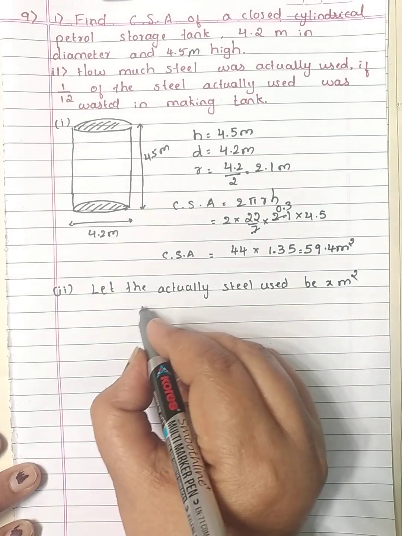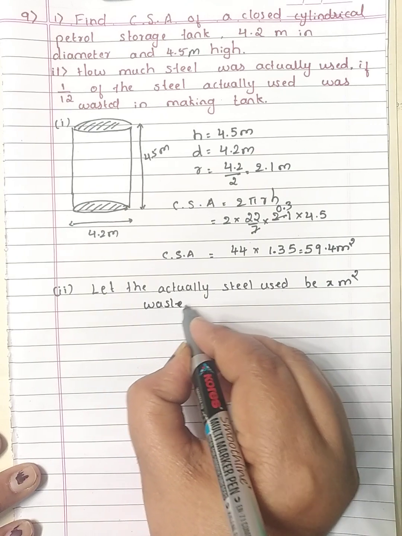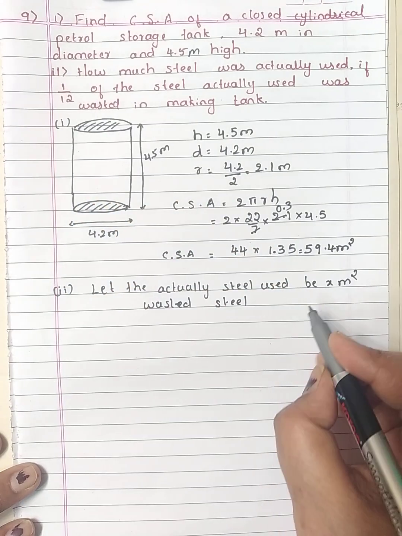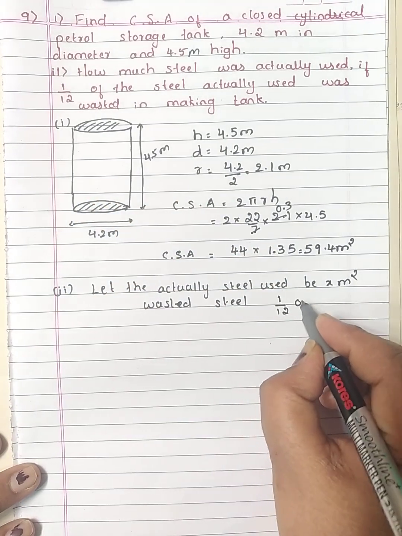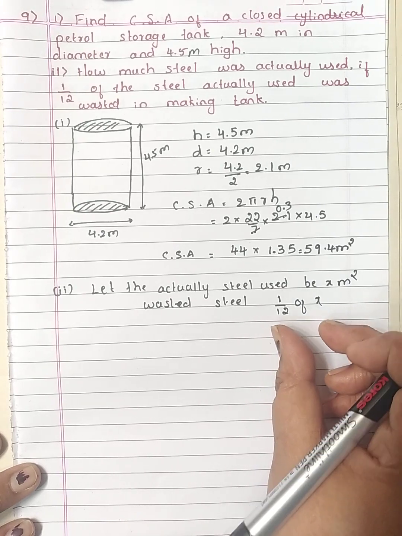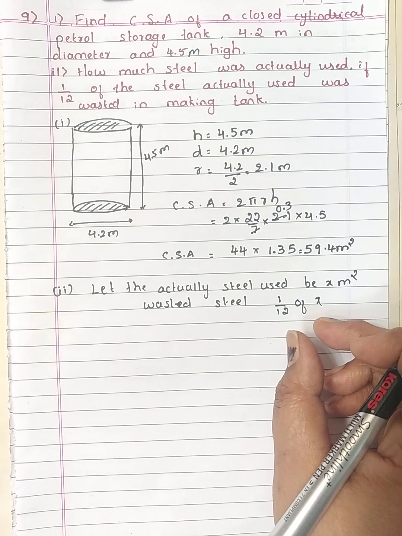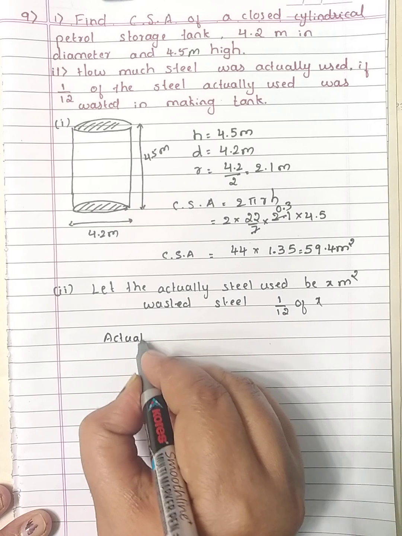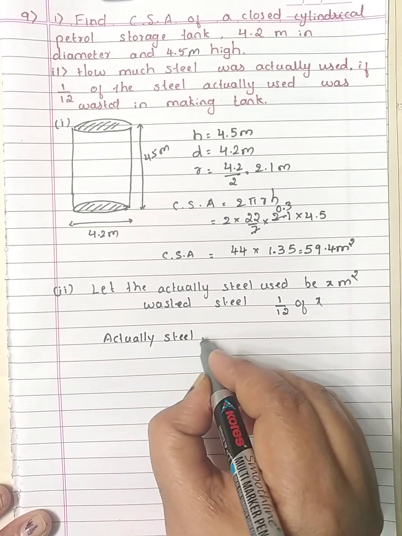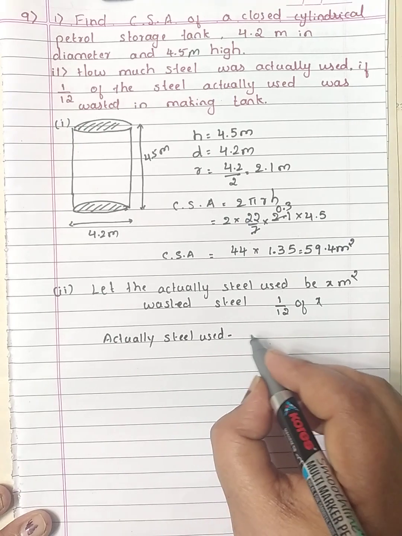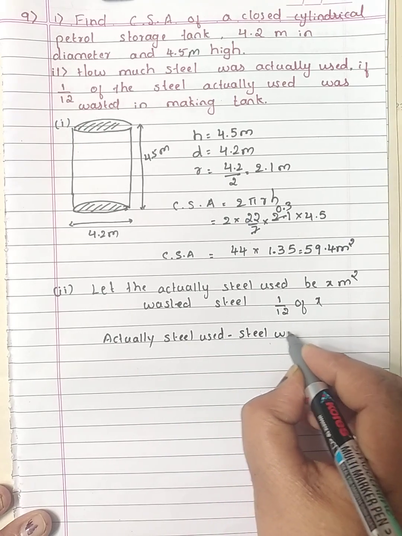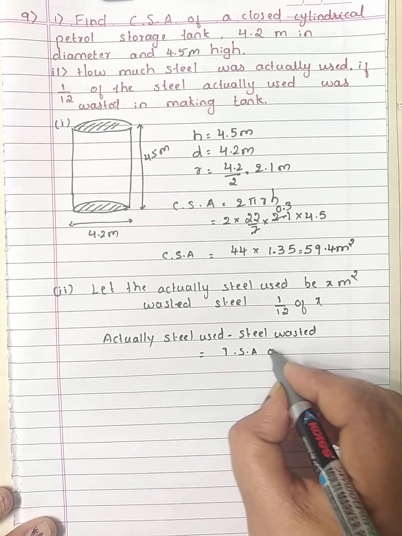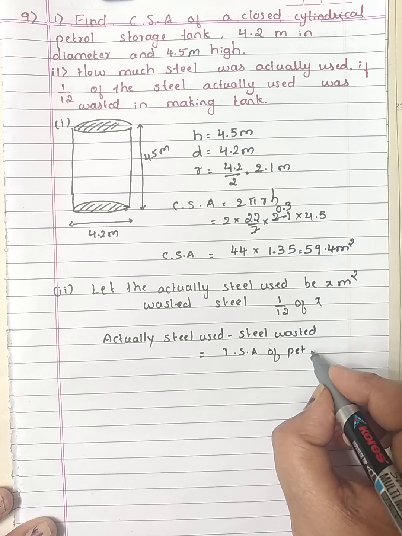Then the wasted steel, how much steel is wasted in preparing this cylinder? That is 1/12 of X. This much steel is wasted. Then the next is: the actual steel used minus the steel wasted is equal to the total surface area of the petrol tank or steel tank.